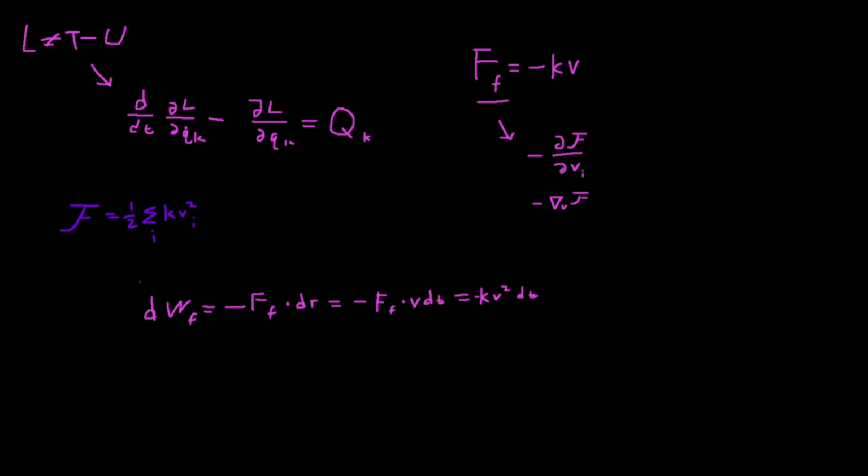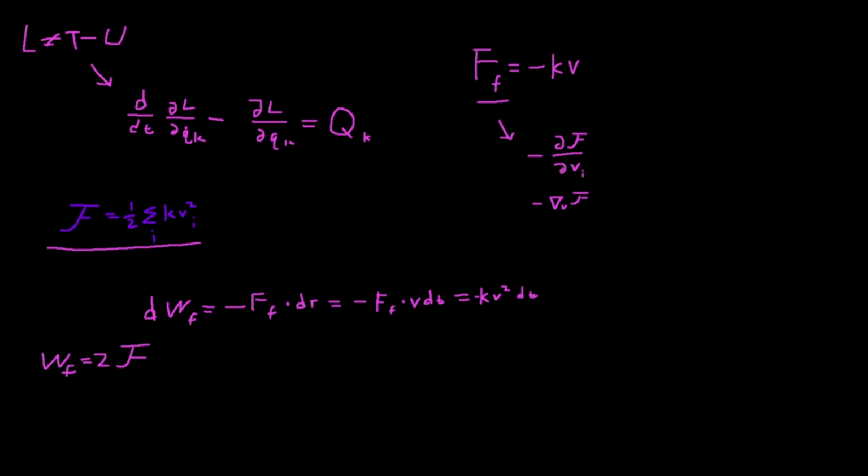So when you integrate over both sides, it becomes pretty clear that the rate of energy dissipation due to friction is twice the Rayleigh dissipation function. So W due to friction is twice the Rayleigh dissipation function.